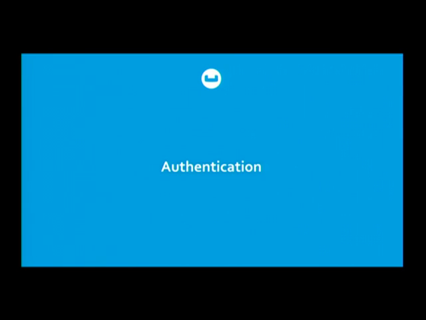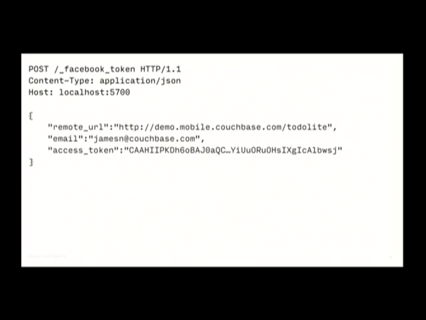So here we didn't specify any authentication since we enabled the guest account. Anyway, so imagine you had this login screen in your app and you wanted to register users. So for example, the Facebook _token endpoint is an endpoint where you register the access token and the email of the Facebook user associated, and the remote URL you want to then replicate to.